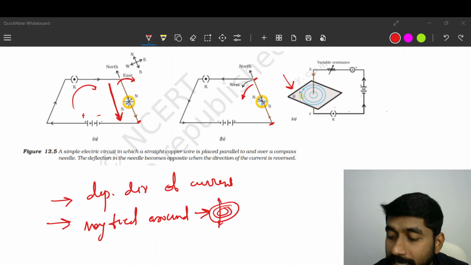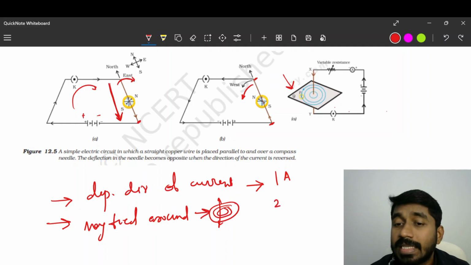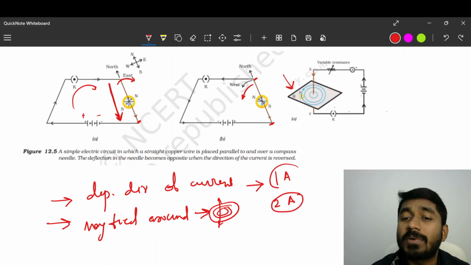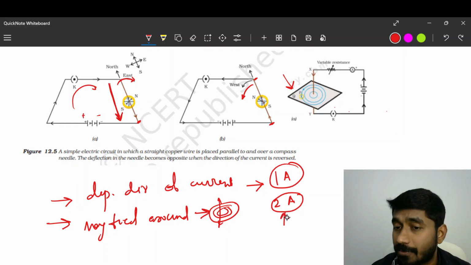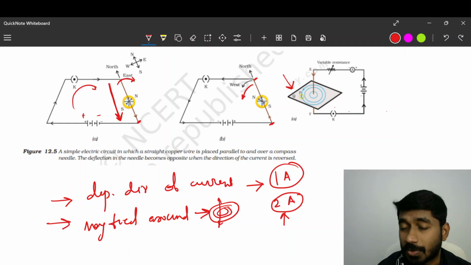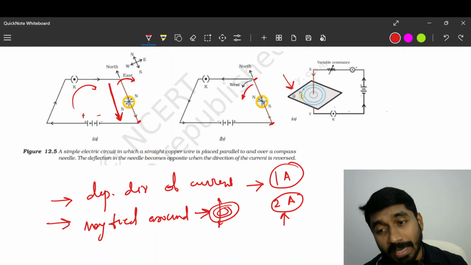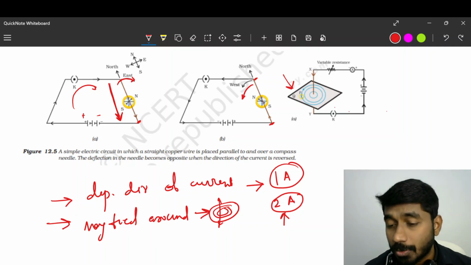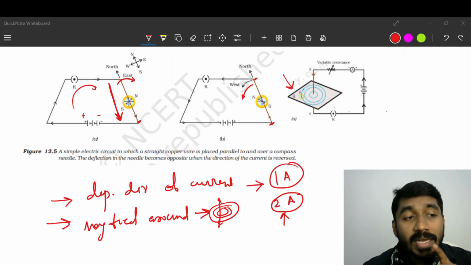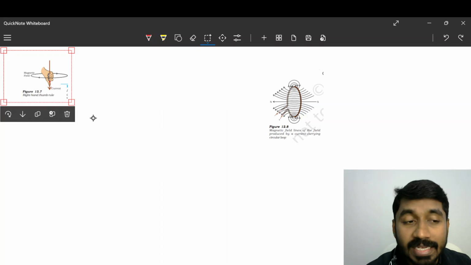One more point, if the amount of current is increased, initially I put 1 ampere current, then 2 ampere current, I found that the magnetic field strength also depends on the current. When 2 ampere current is flowing, the magnetic field strength is more. So direction depends on the current, and the amount of current also affects the magnetic field. If more current is passing through a conductor, more magnetic field will be generated around the conductor. So this magnetic field due to a current carrying conductor can be explained using the right hand thumb rule.